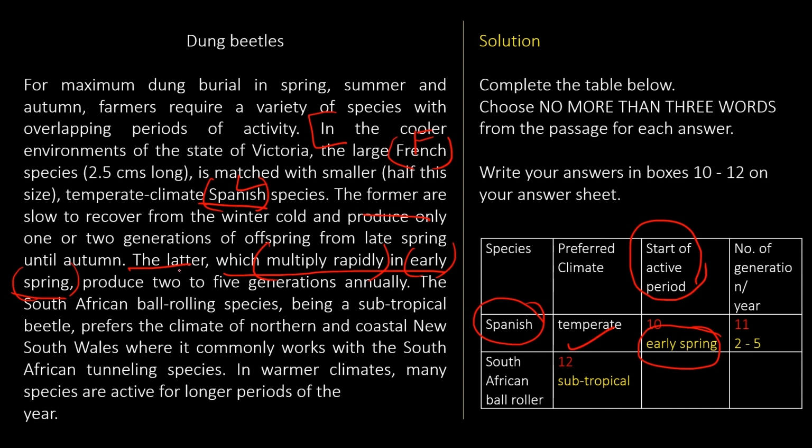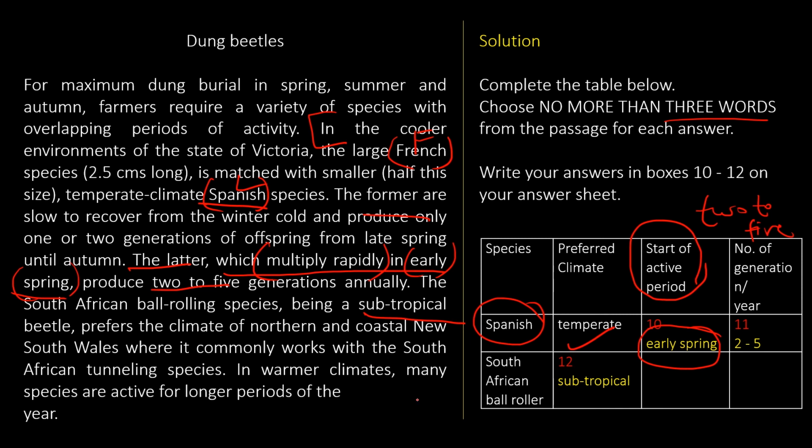Second one, produce 2 to 5 generations. Now you can write like this. You can write like 2 to 5. The answer is still correct because we have 3 words. No more than 3 words. That means 3 words are allowed. Right. And if we continue, we can also find the answer for the next one. You got my point, what I mean by that. So the first answer came here, early spring. Second one here. And if you keep looking, the next one here.